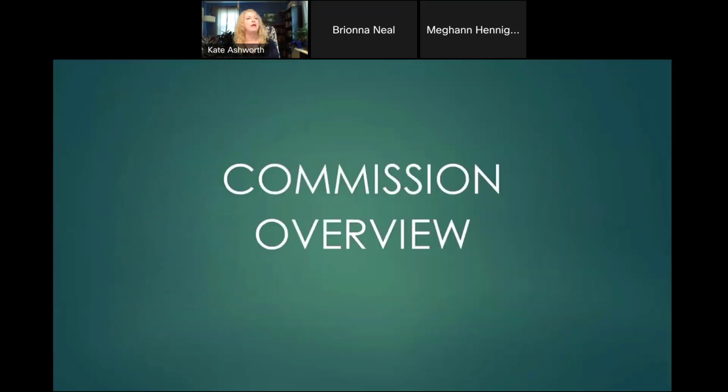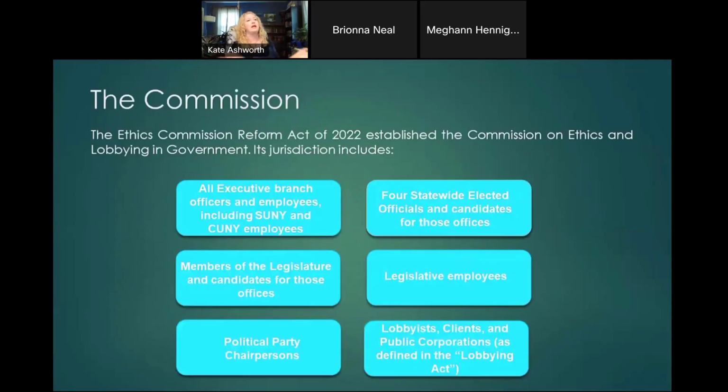So there we go. Commission overview, who are we? Because we don't have an acronym right now, we're still being known as the commission or COLIG, but this is the new commission as of July 8th, 2022. That's when this new Ethics Commission Reform Act took effect. But the scope and jurisdiction of the commission remains the same.